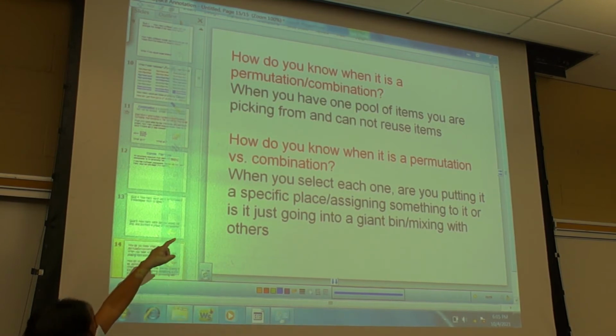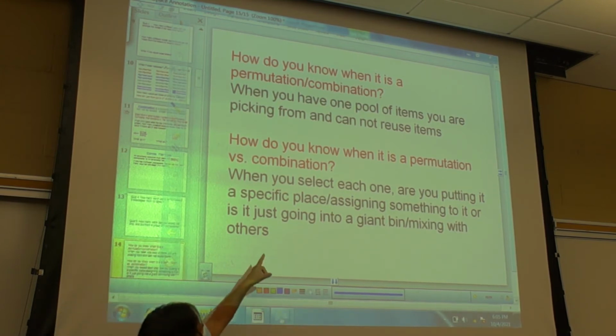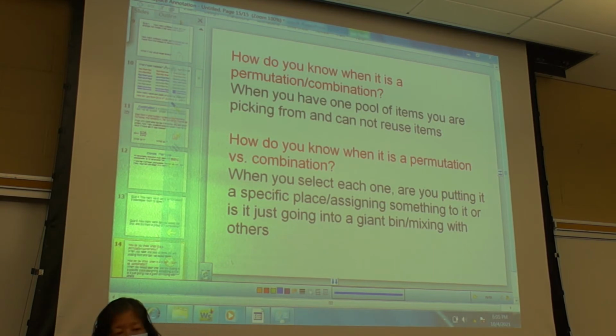How do you know when it's a permutation versus a combination? Again, think about it: when you select each one, are you putting it in a specific place or assigning a name or a job to it? Like the spots, as if assigning a position, like first, second, third, assigning a name. Like if I pick 3 cats, and no matter what, the first cat's gonna get called Misty. The second cat I pick is going to be called Walter.